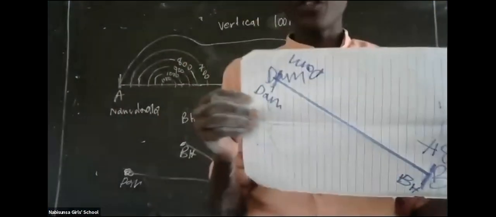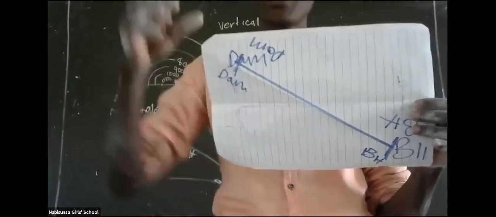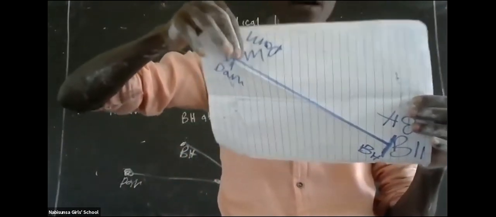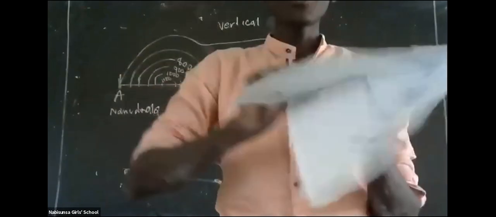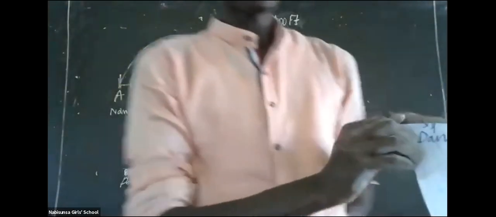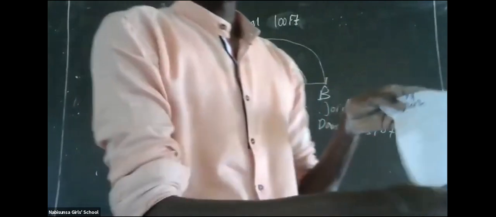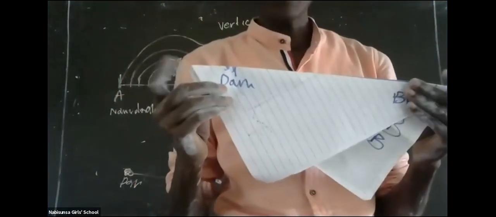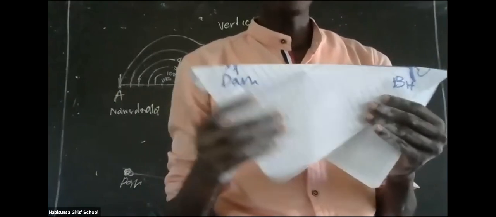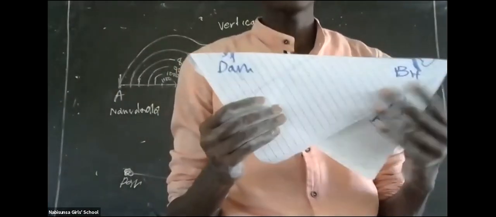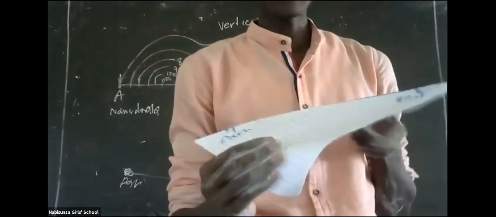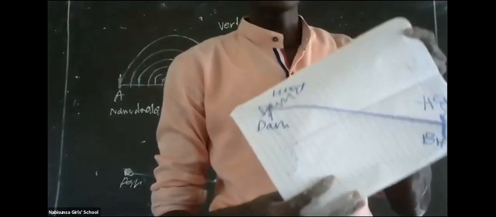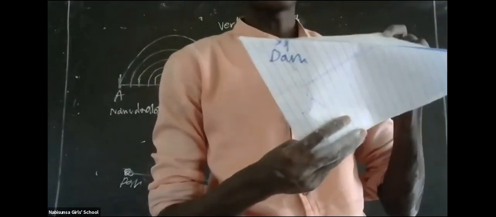So when they tell me draw a cross section between a dam and a borehole, I have to change. Then I make sure that the dam is on my left, and then the borehole is on my right. Are you seeing how I have changed it? I got it. It's a matter of just changing.